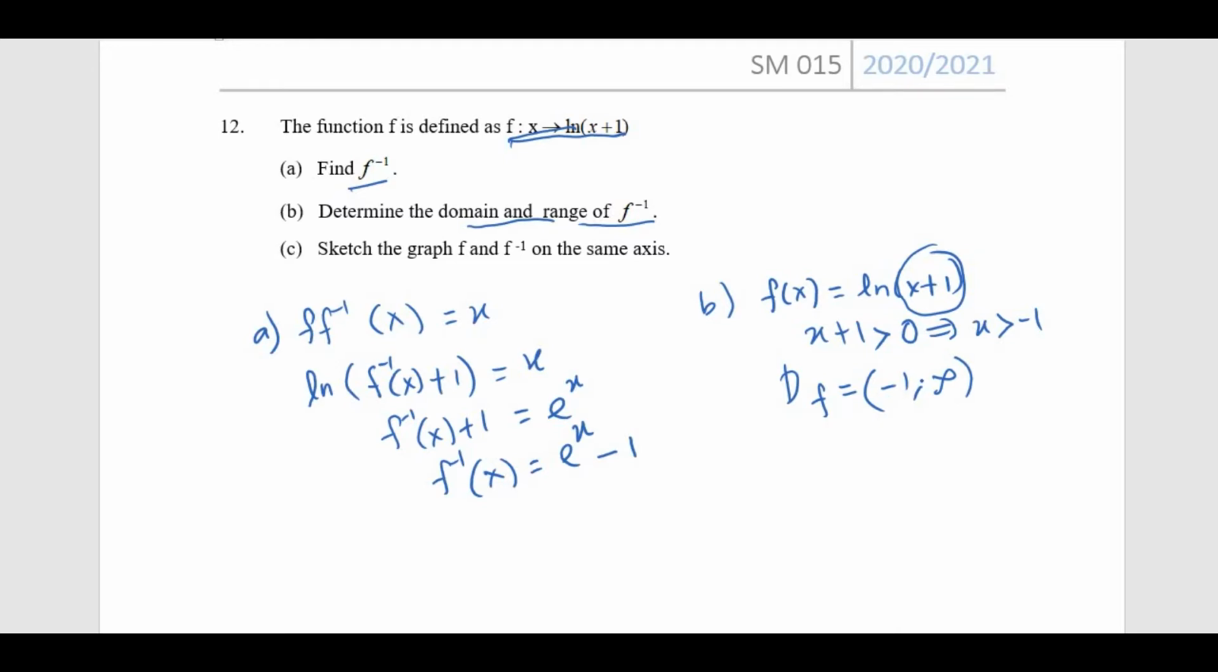And we know the relationship between f and f inverse. So the domain of f should be equal to the range of f inverse. The range of f is all the real numbers, so this one is equal to the domain of f inverse. As you can see from here, x has no condition. This is an exponential function, so x is always all the real numbers. F inverse is defined for all values of x.